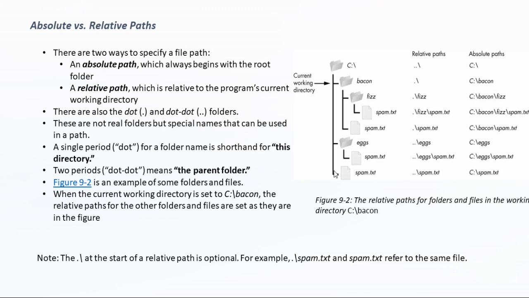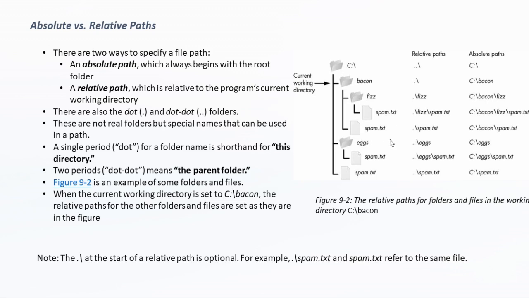So for example, I have here spam.txt. Now the absolute path for it will start from the root folder. So like this here: for spam.txt, the absolute path will start from the C drive, under that bacon, under that fizz, under that spam, like that. So it is directly from the root folder. The root folder here is C.